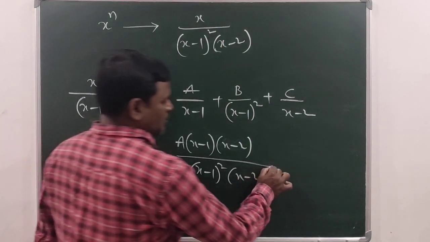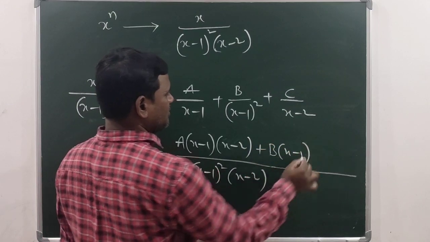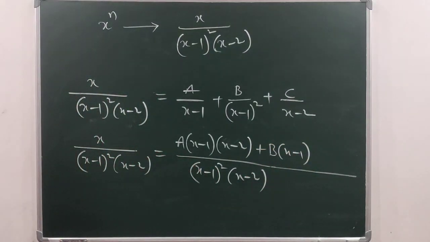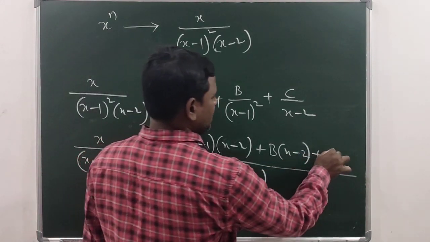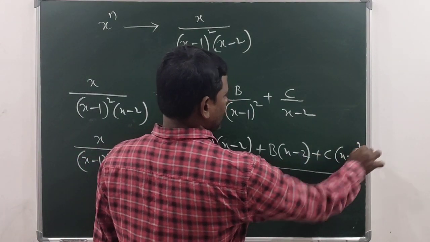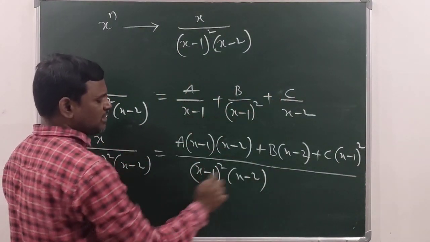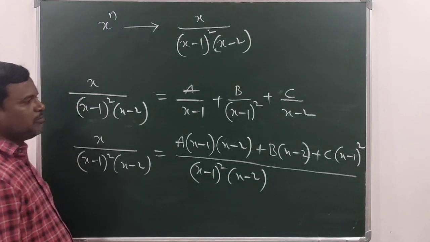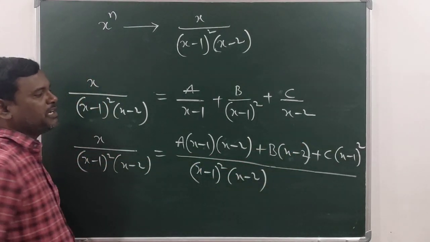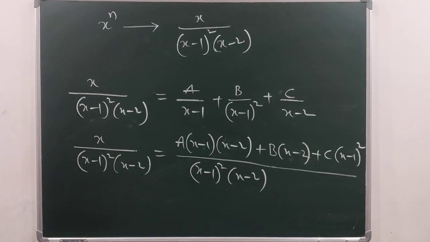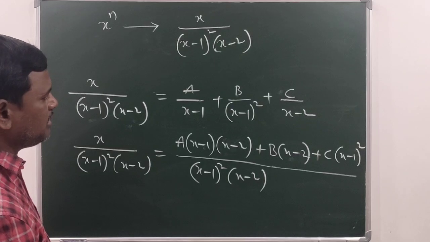Now, come here. What do we get? B of x minus 2 and plus C of x minus 1 whole square. Multiply these three fractions with this LCM, so that here you will get this one, and here x minus 2, there x minus 1 whole square. Okay students, now evaluate that.